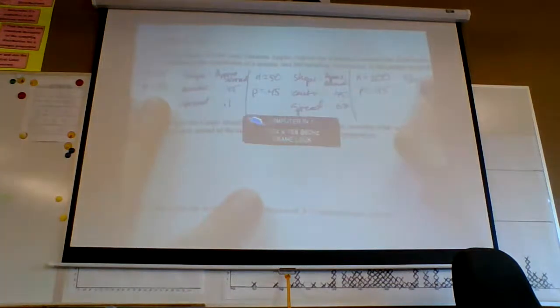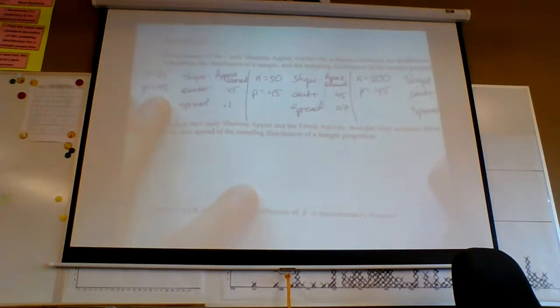Shape, center, spread. The shape is still approximately normal. The center was at 0.45, no change there. Here's the spread: 0.035.